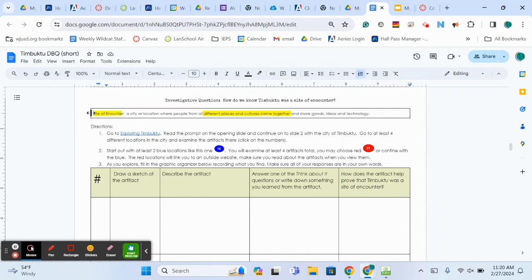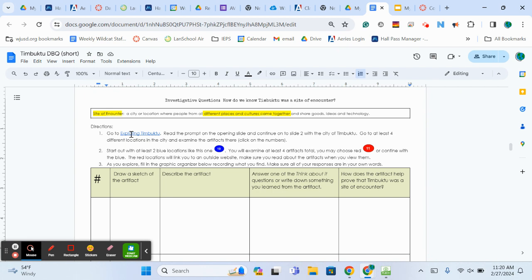It is a city or location where people from all different places and cultures come together and share goods, ideas, and technology. You'll see that I got our definition, but really the key part here is that it's a place where people come together from all different places and cultures. You're going to do that by looking at some artifacts. So you will need to open up the Exploring Timbuktu webpage. I'll show you how to do that in a second.